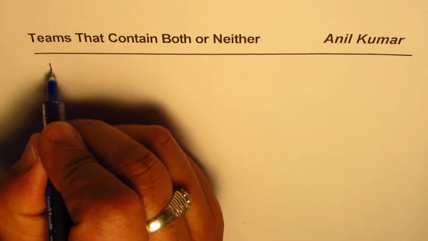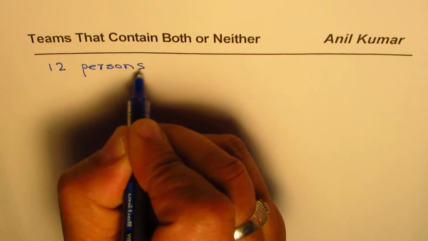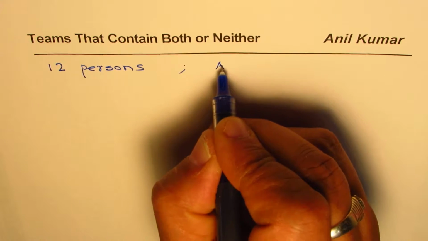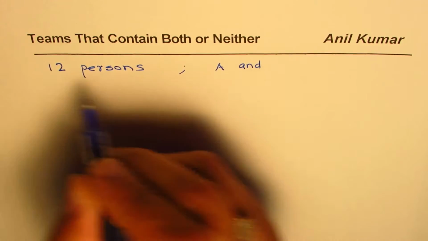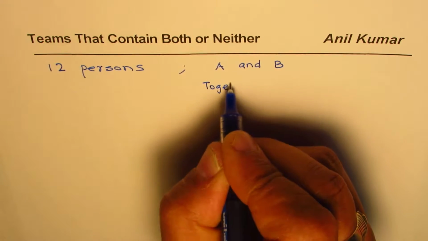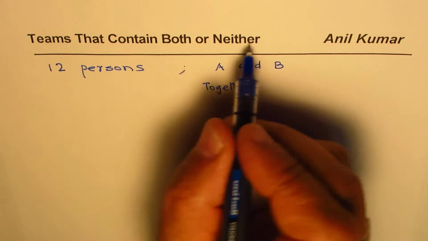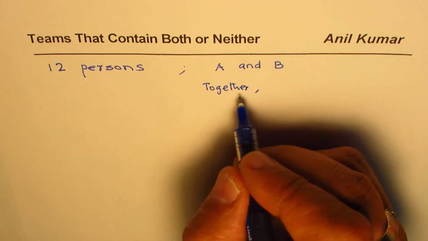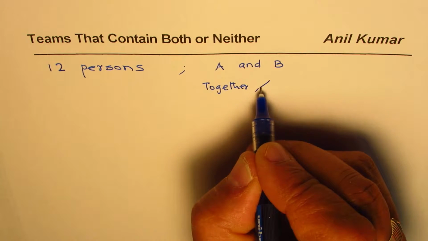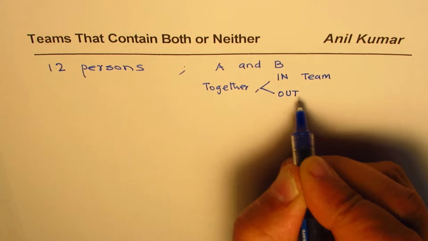Let us say we have a group of 12 persons. Out of this group of 12 persons, there are two members, A and B, who either want to be together in a team or they don't want to be there. So we say both or neither. They say we will work together whether we are in the team or out. Do you understand?